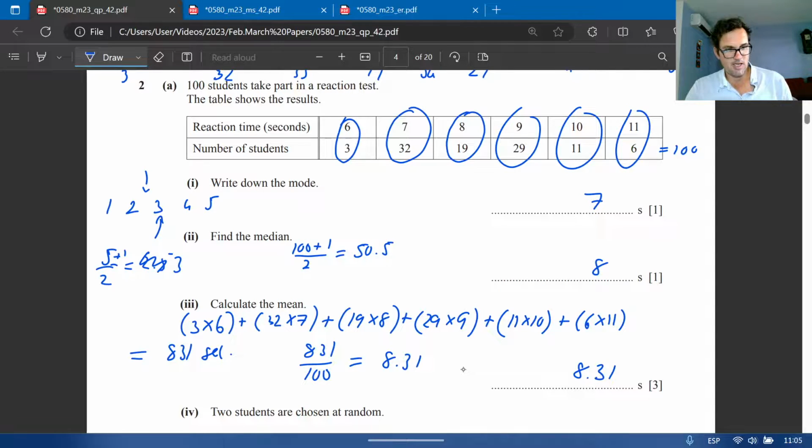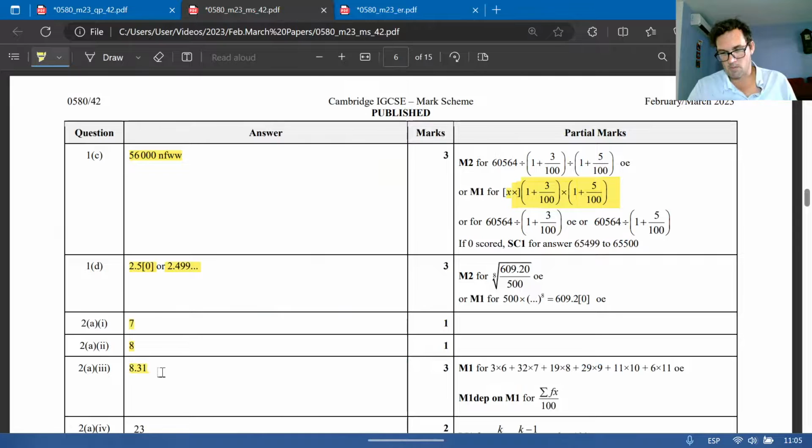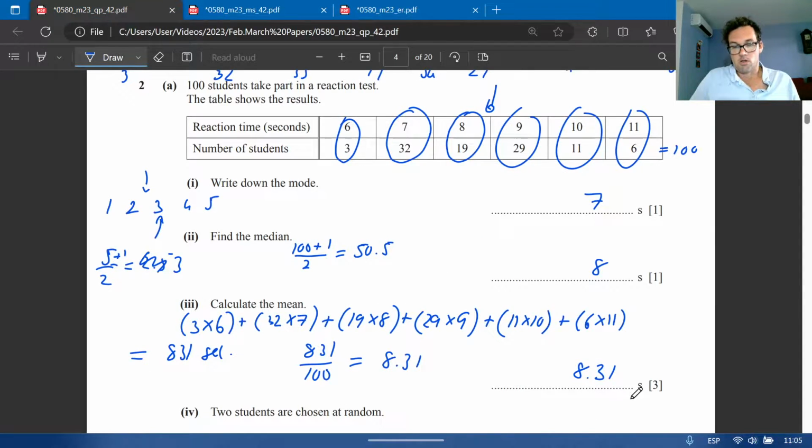8.31 seconds. Yeah, it's somewhere in the middle and it's close to the median, so it could be correct. So it looks good. I mean, if you got 6 seconds or 11 seconds, you're probably wrong. Just think, does it make sense? Well, mark scheme says 8.31. Okay, you see how important it is to show the working out because it counts marks. If you make a mistake, you can still get 2 out of the 3 marks. Show your working out.